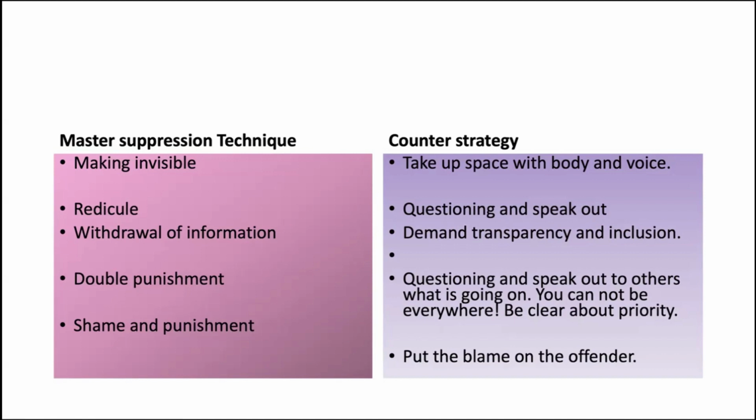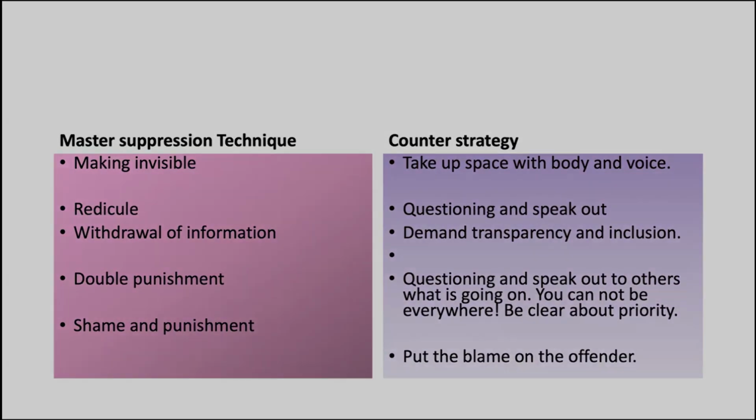Withdrawal of information was not so common, I think, but if it is in your department or somewhere that you're not aware of the decisions, then you can demand that the boss or the leader of the meeting be transparent and inclusive. You can complain about that, make complaints. With double punishment, you're not efficient with everything, so you always think that you're so bad, but then you have to make priorities and ask questions, speak out to others, why is it like this, and make a priority of your things, what is more important than others. And then shame and blame: put the blame on the offender. You don't take it on yourself, you put it on the offender.